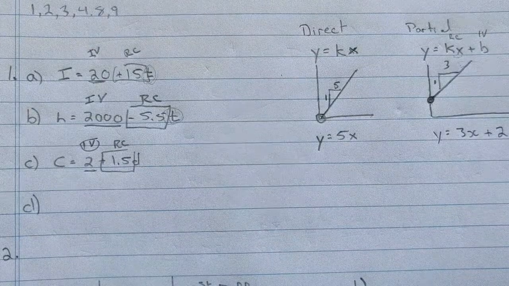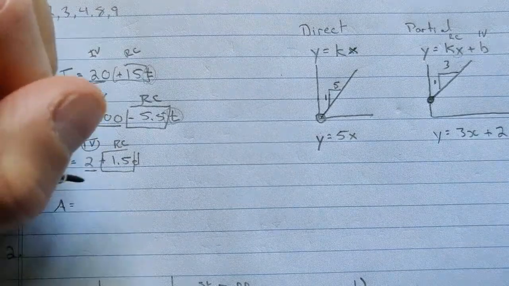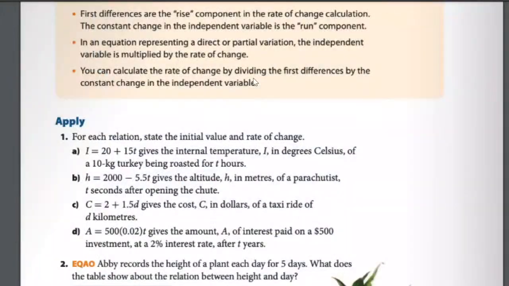In the last case, it's going to be slightly different. It's a little trick here if you were getting comfortable with that setup. So what we have here is 500 times 0.02 times t. In this case, there's no plus or minus sign.